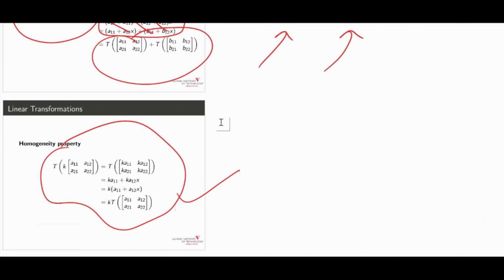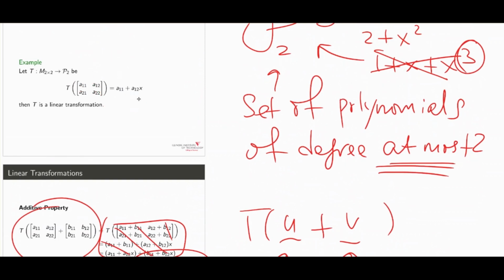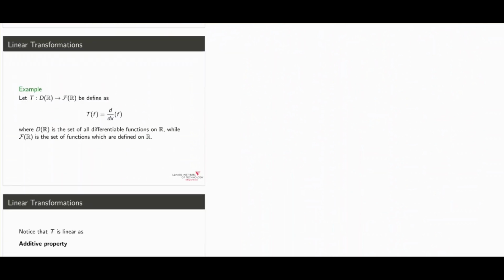So a linear transformation doesn't really have to take Rn to Rm. We can also have it for some weird stuff, like taking matrices and mapping them to polynomials, okay? So there are examples that look like this. This is also a linear transformation, because the additive and homogeneity properties hold from the properties of taking derivatives.